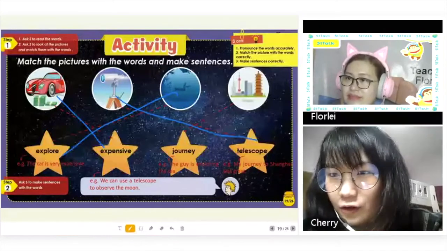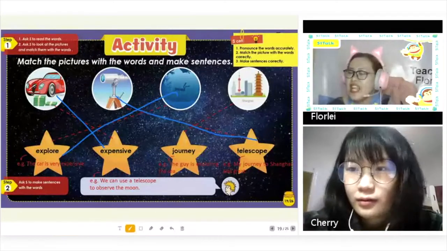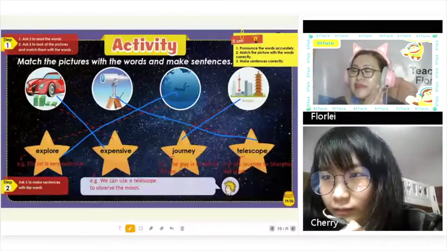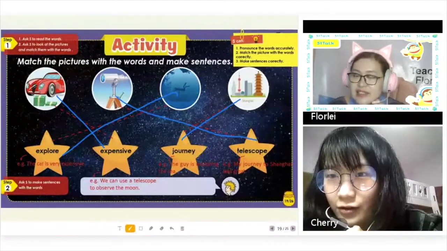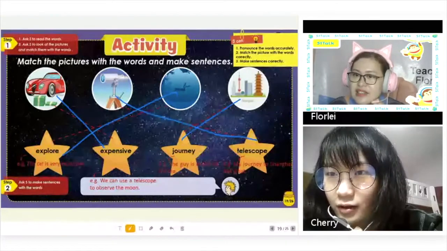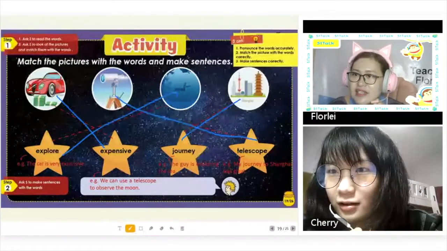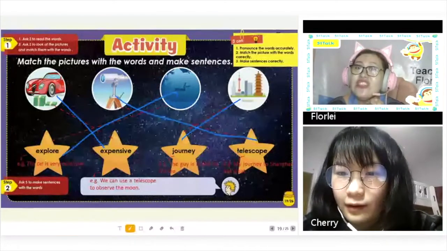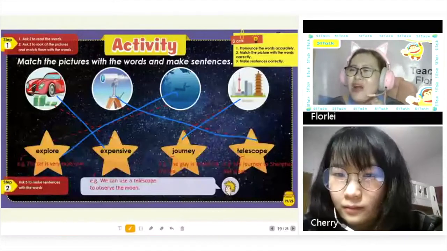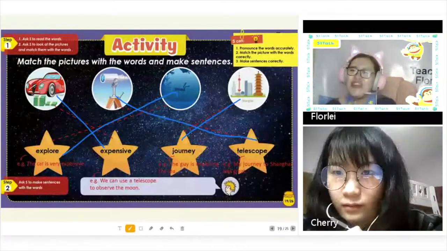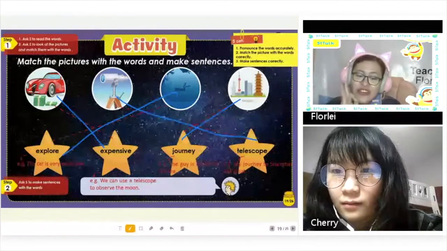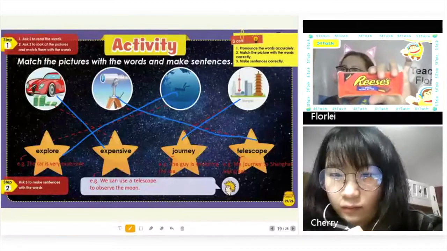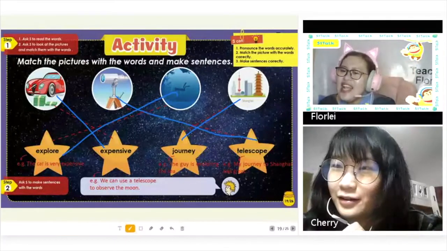Next is journey. Journey. Very good. I have a journey to Shanghai last month. Okay, you went on a journey to Shanghai last month. All right, Cherry, very good. Thank you for your great effort. I will give you a Reese's chocolate. Good job. Let's go to the next page.